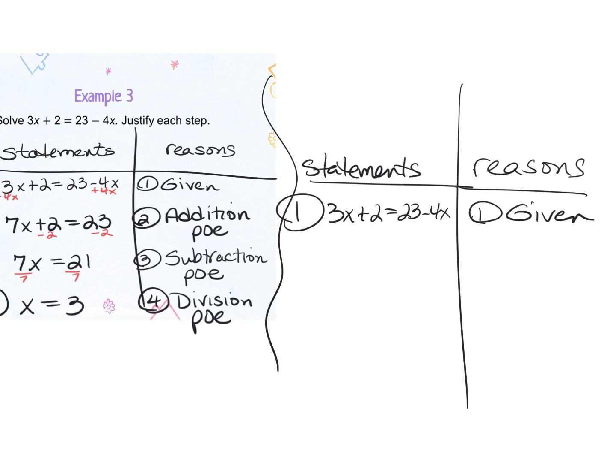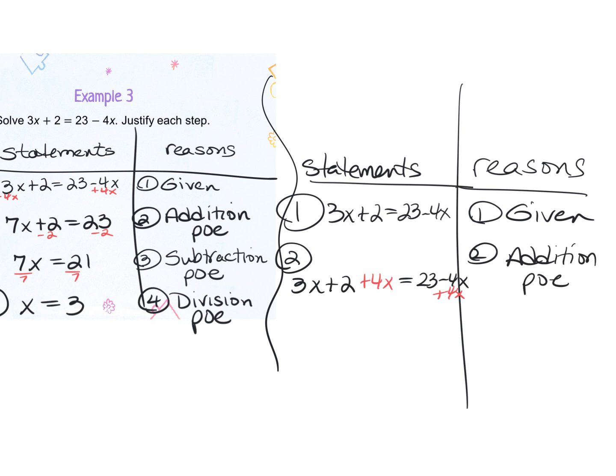So let's say you want to include what I wrote in red as a step. So if you do that, my next statement is going to be 3x plus 2, but then in my statement, I'm going to show plus 4x on this side. And then over here, 23 minus 4x, and then it also has the 4x there. So then this is still, you're saying addition property of equality. But now step 3 is going to be combine like terms or simplify.